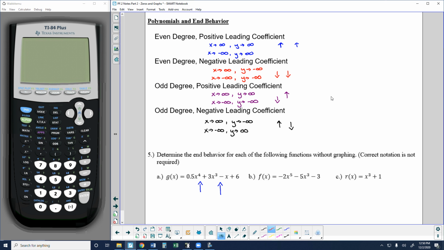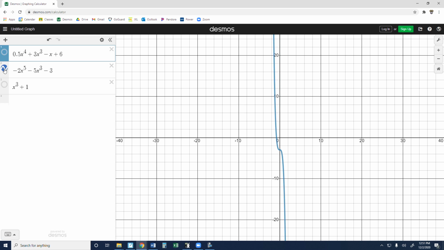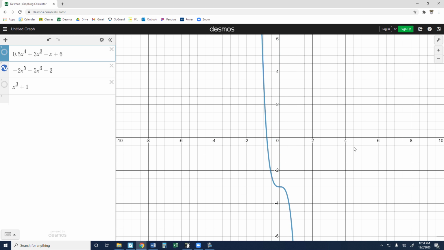In B, we have negative 2x to the 5th minus 5x cubed minus 3. So I'm going to look at the leading coefficient. It is negative, which tells me to the right I'm going down. Then I'm going to look at the degree. It is odd, which tells me to the left I'm going to do the opposite. I'm going to go up. Let's check this with the graph. It does match. To the right, I'm going down. To the left, I'm going up.